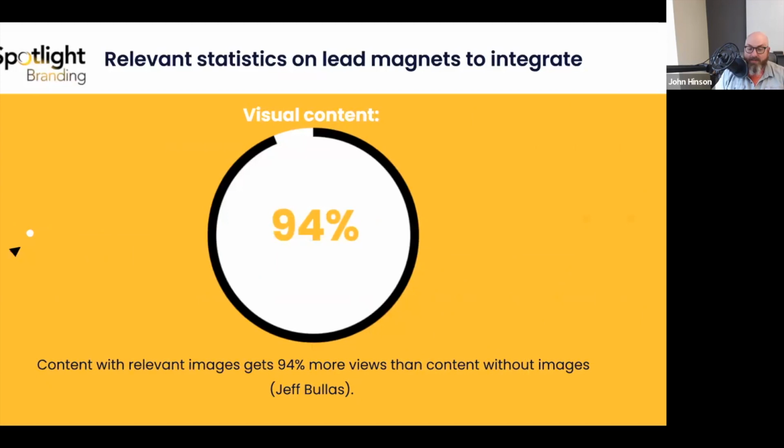Content with relevant images gets 94% more views than content without. Pretty self-explanatory there, it goes along with the line of video and images, just making it more visually appealing, more visually engaging.